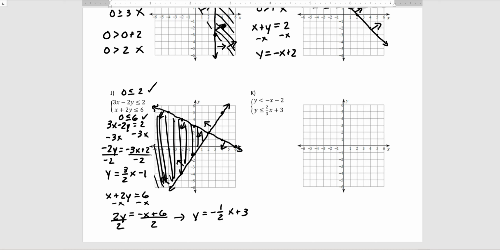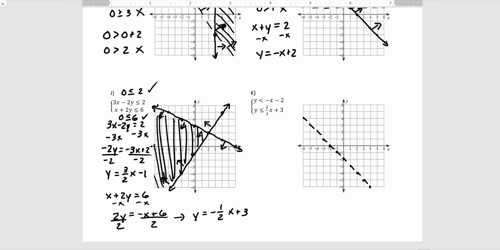Let's go ahead and look at letter K. Y is less than negative x minus 2. Y is less than or equal to 2/3 x plus 3. Both of these are in slope-intercept form. Nice. So we have a y-intercept of negative 2 from that first, and then a slope of negative 1. That tells me to go down 1, right 1, down 1, right 1, or up 1, left 1, up 1, left 1. Solid or dashed line here? Hopefully we remembered it to be dashed. So dash this up here.